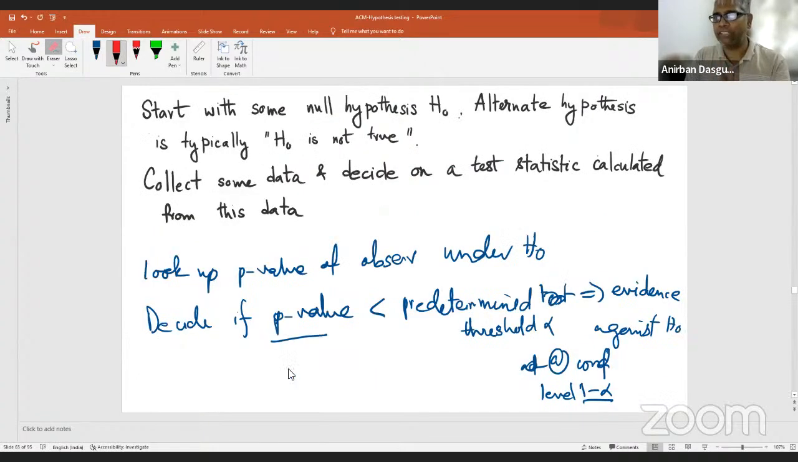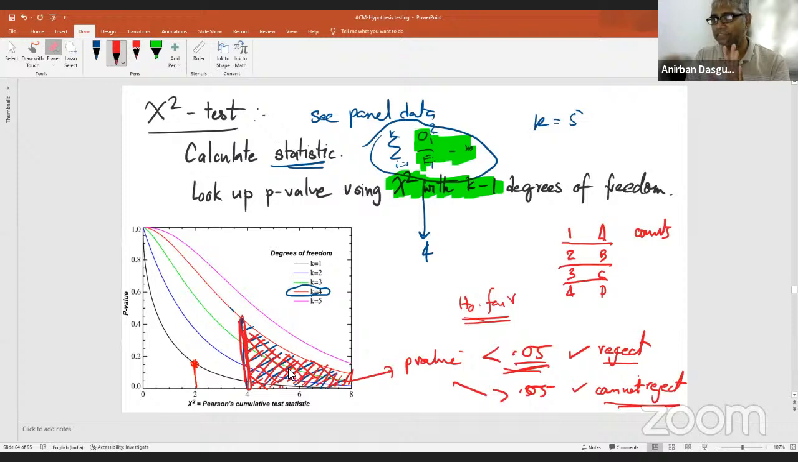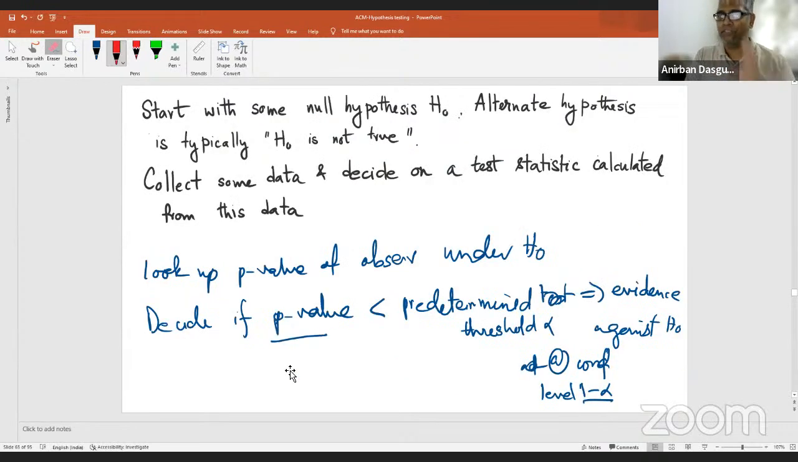Okay, any other questions? Let's move on. Again, just go over this. This contains whatever I've been talking about over and over. Start with the null hypothesis, collect some data, decide on the test statistic, and calculate it from the data. Look up the p-value.